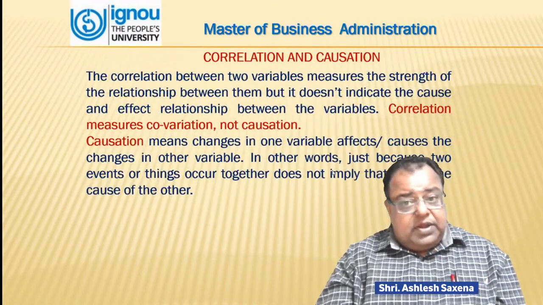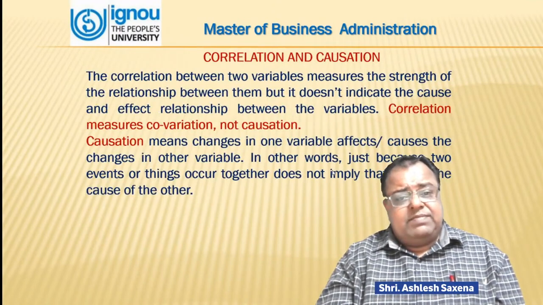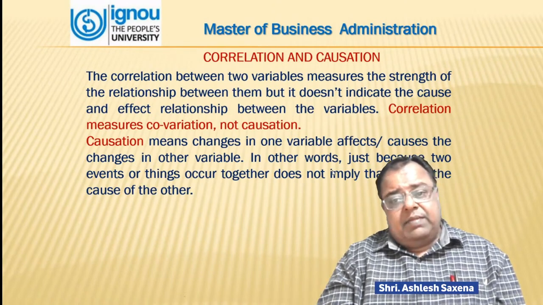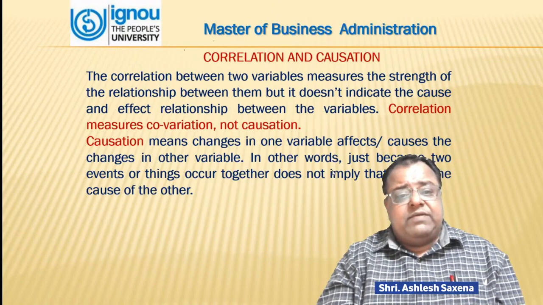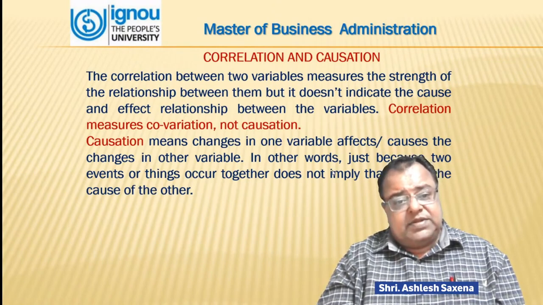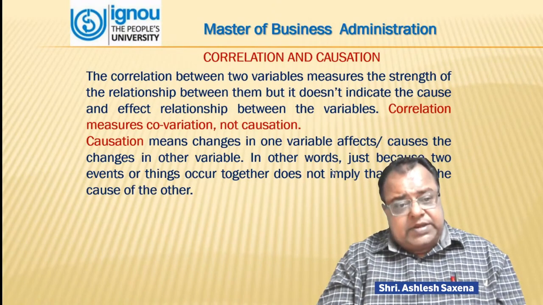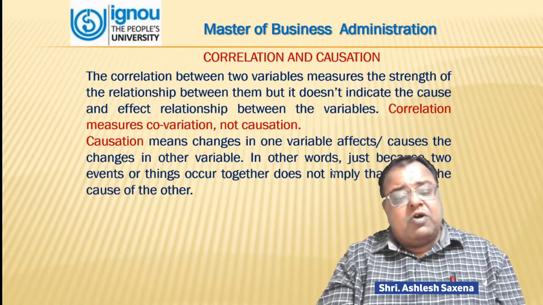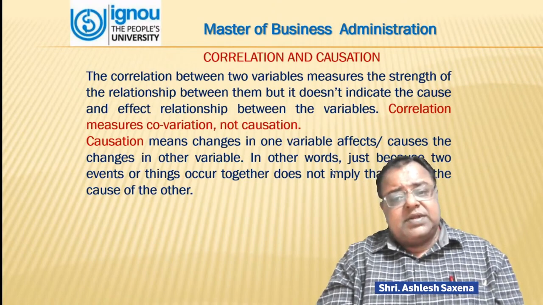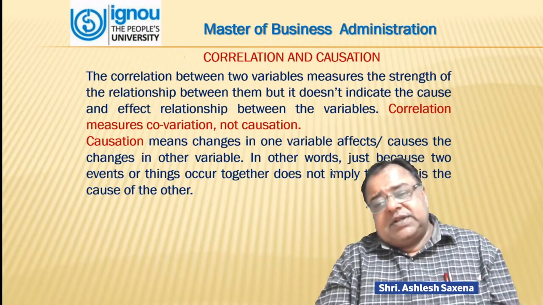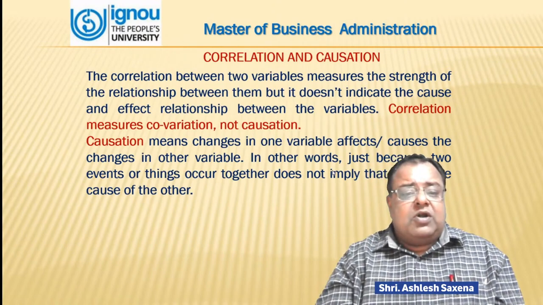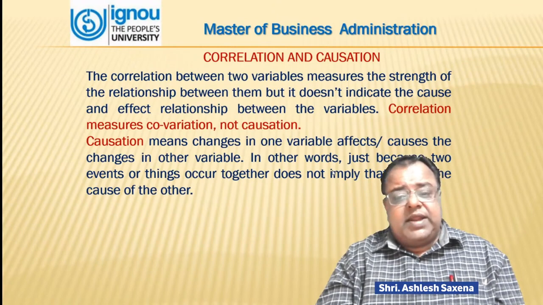What about causation and correlation? The correlation between two variables measures the strength of relationship between them, but it does not indicate the cause and effect relationship between the two variables. Correlation measures covariation, not causation. Causation means change in one variable causes the changes in the other variable. In other words, just because two events or things occur together does not imply that one is the cause of the other.